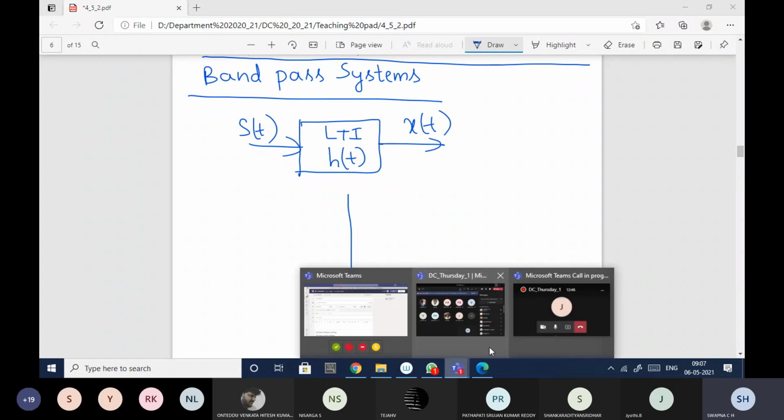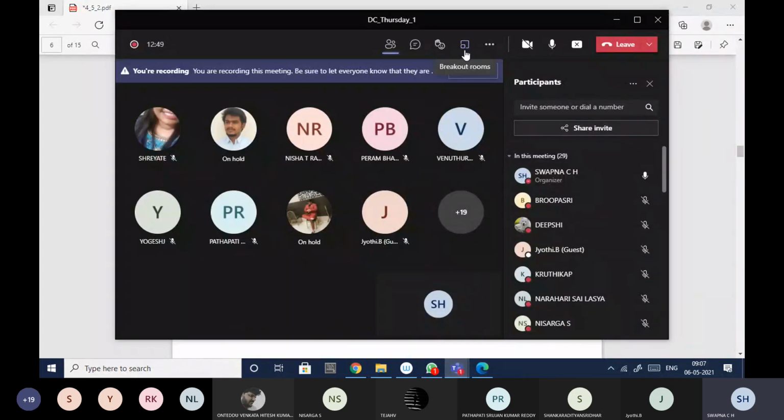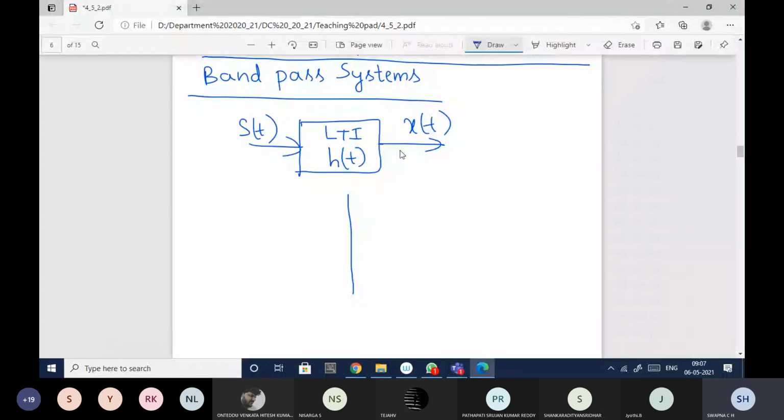See, in the previous classes, we had a signal, S of t, which is a bandpass signal. For that, we have got S tilde of t. In the same way, here I have the system. The system function is given by h of t, and it is said to be the impulse response of the system. So for this h of t, I need to find h tilde of t. That's what we are doing here.